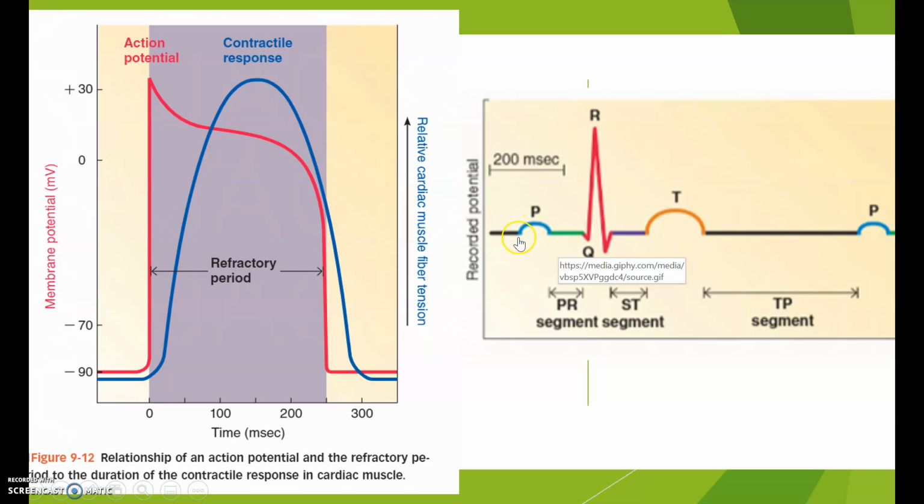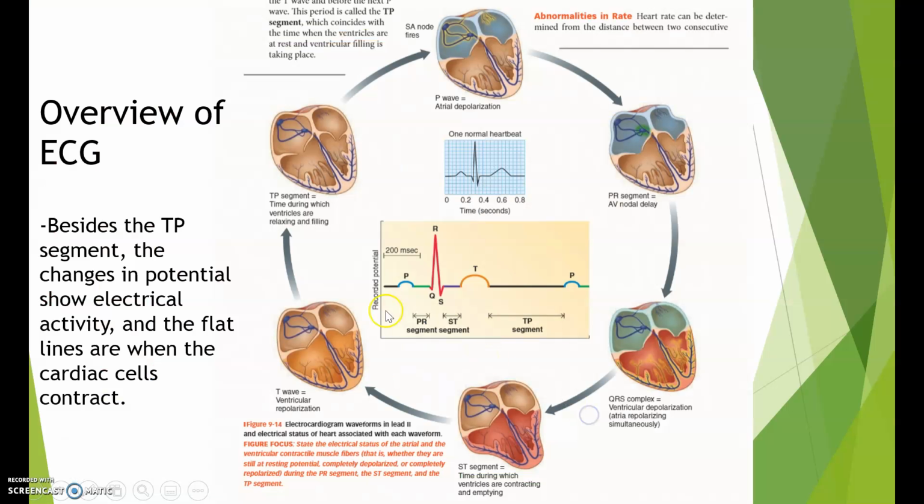So it's really nifty when knowing, oh, hey, this is an electrical potential, and then this is the contraction, electrical potentials, contraction. Now the TP wave or segment is an exception to that rule. This is when both the atria and the ventricles are relaxing. So let's look through each and every step in the heart pump cycle. So let's look at an overview quick.